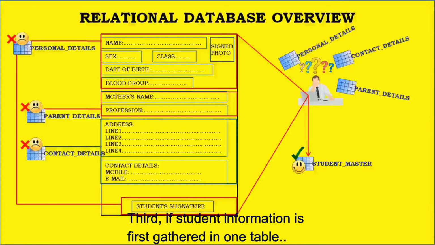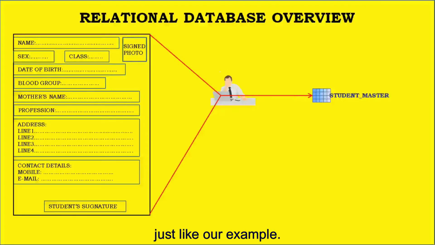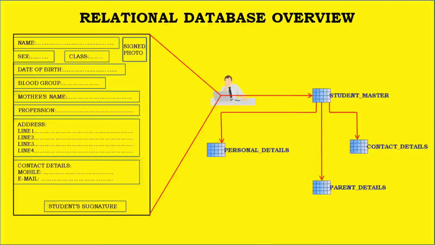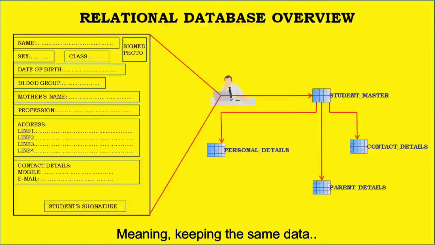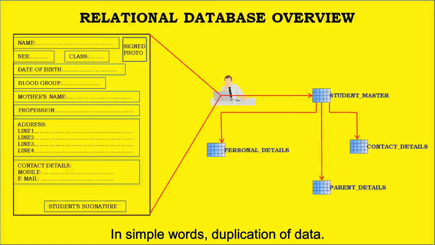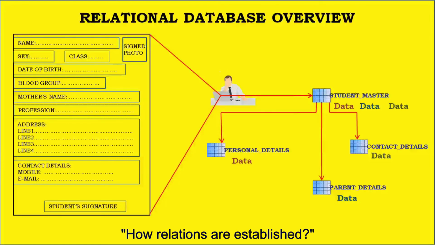Third, if student information is first gathered in one table, just like our example, and then smaller tables of related information are populated using student master data, that will cause redundancy of data, meaning keeping the same data in more than one place of a database without any practical use or performance gain. In simple words, duplication of data. So in this chapter, I covered why we need relational database, what is relational database, how relations are established. That's all for this lesson.